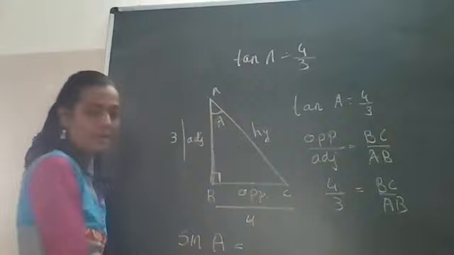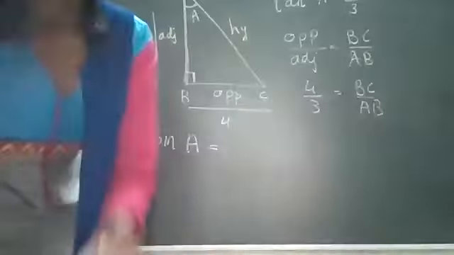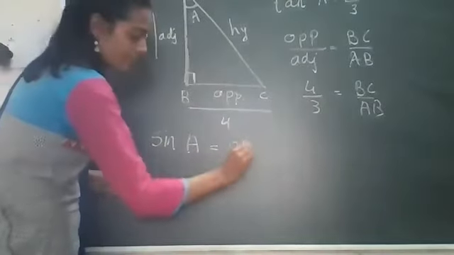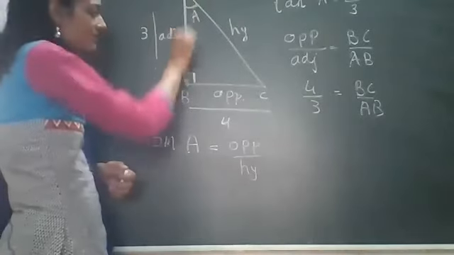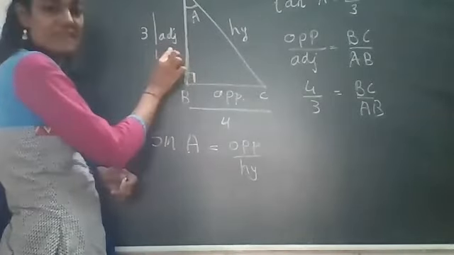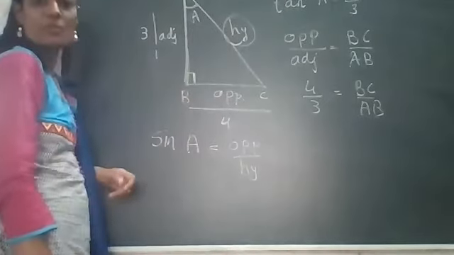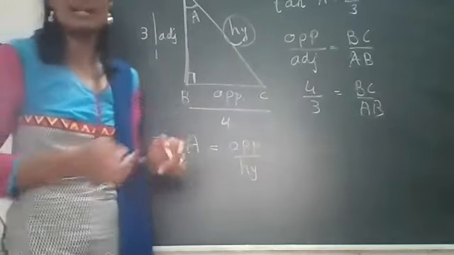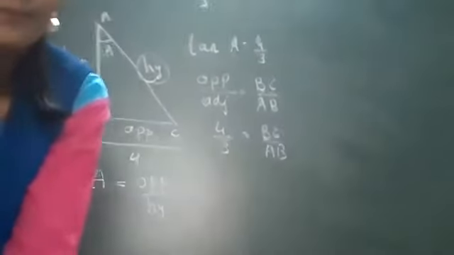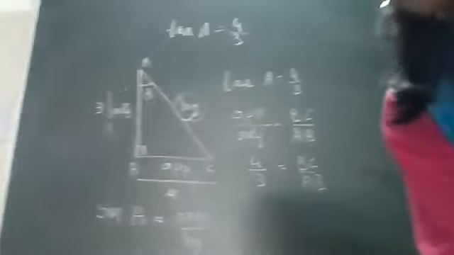Sin A is equal to what? What is the value of sin A? Opposite side upon hypotenuse. Now remember, we have been given the opposite side, that is 3, but we don't know about the hypotenuse, right? So first of all, we have to find out the value of hypotenuse. How can we find it out? Using the Pythagoras theorem.